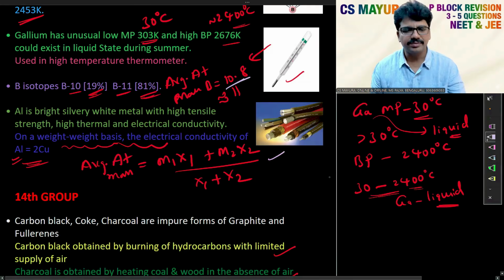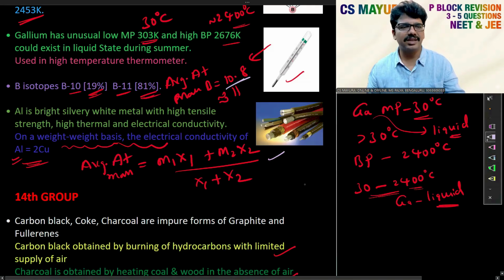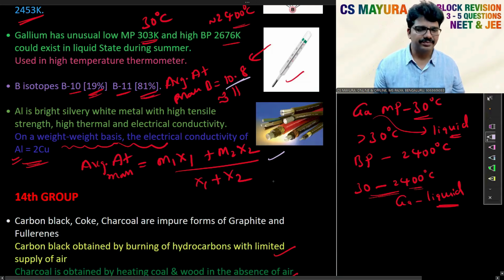Here you have a formula: (m1x1 + m2x2) divided by (x1 + x2). m1 and m2 are atomic masses of the given isotopes. x1 and x2 are their percentage abundance or ratio or mole fraction. If you substitute the boron data in this formula, you get (10 × 19 + 11 × 81) divided by (19 + 81). This value is 10.8, which is approximately equal to 11. So boron's atomic mass is 11.